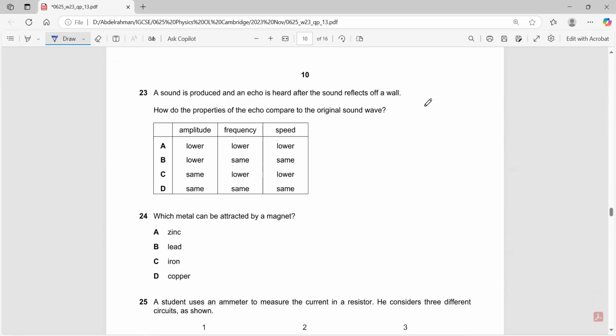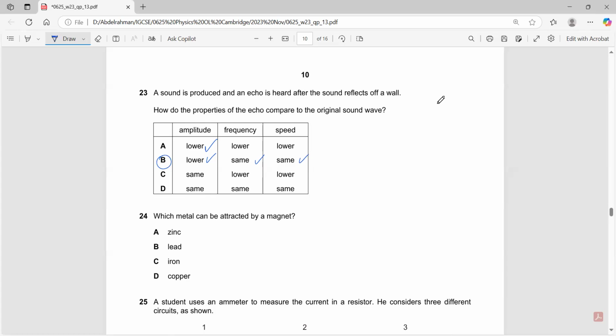A sound is produced and an echo is heard. What happens to the echo? What are the properties of the echo? The main property of the echo that you have to understand is that the amplitude is always lower. Why? Because it's a bit quieter. Echoes are a bit quieter than the original sounds. What about the frequency and the speed? They are the same. The frequency and the speed do not change at all.